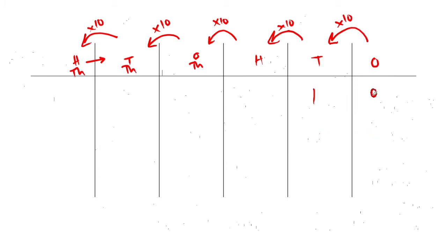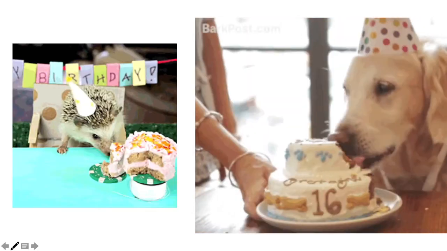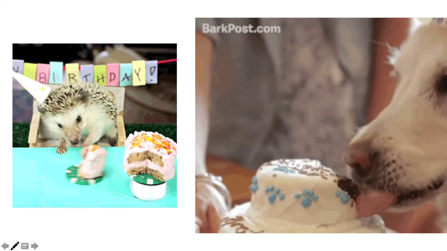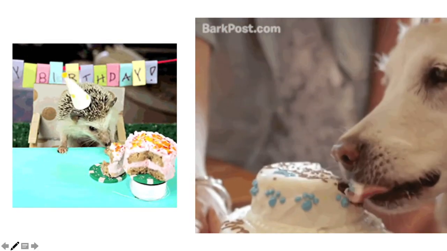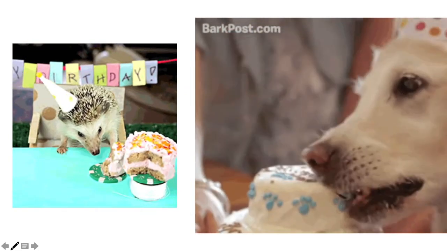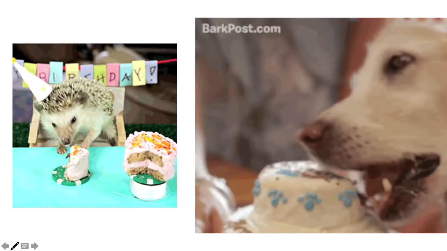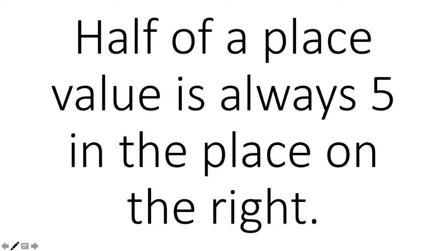Half of the tens is going to be 5 ones. The size of the half depends on the size of what you started with, just like half of a hedgehog's cake would not be the same as half of a puppy's cake. And in this case, half of a place value is always 5 in the place on the right, because we have a base 10 system and half of 10 is 5.